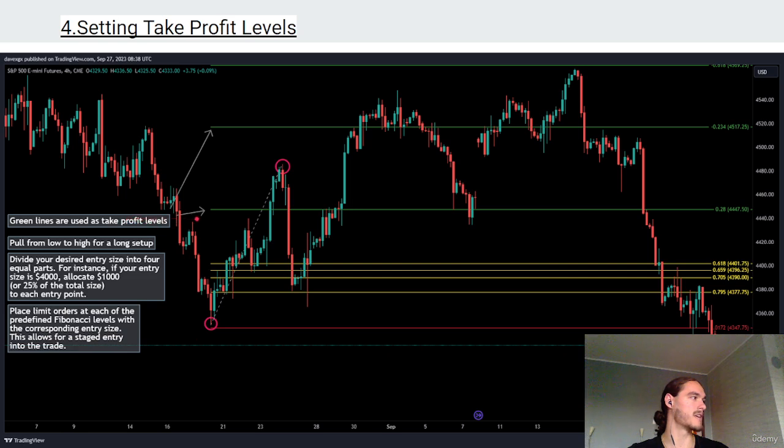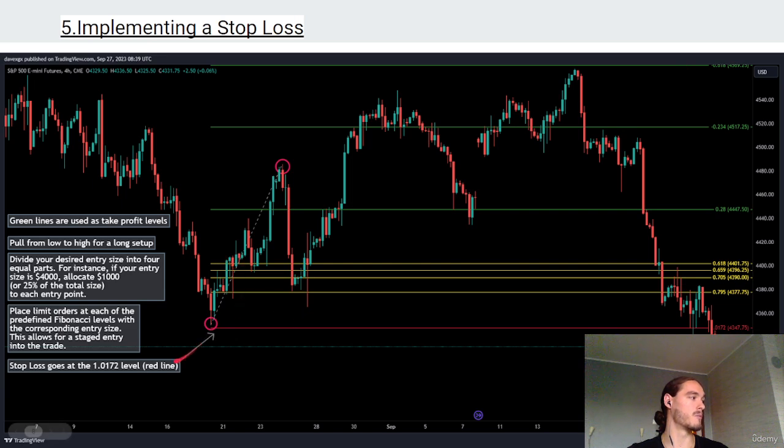And your take profit levels are these green lines here, the 0.28 and the 0.234, 0.618. And your stop loss is this red line that's 0.172. Stop loss goes at the 1.00172, the red line.